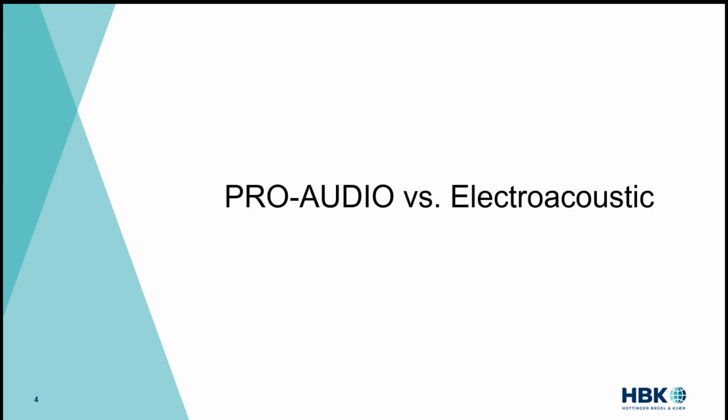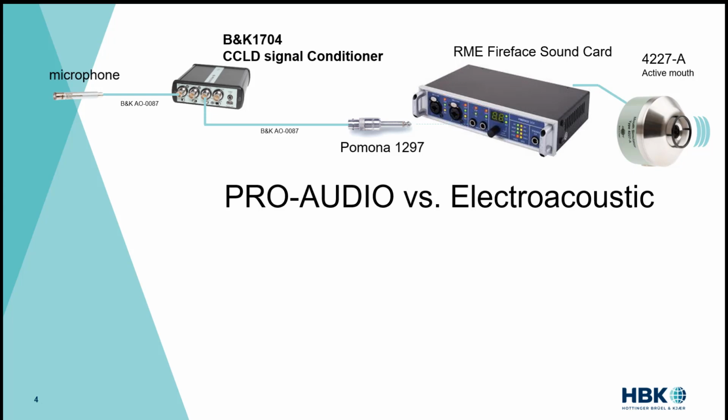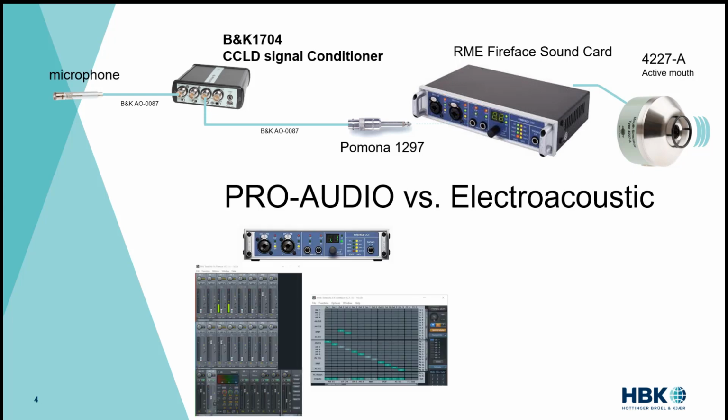Another consideration is that a lot of engineers have used pro audio sound cards to test electroacoustic devices. These pro audio sound cards are fairly inexpensive, well designed, and can easily use and mix analog and digital streams, but they require external signal conditioners, power supplies and cables to interface with measurement grade transducers. They usually come with very complicated mixing table software that is difficult to configure. At HBK, we believe in simpler design.